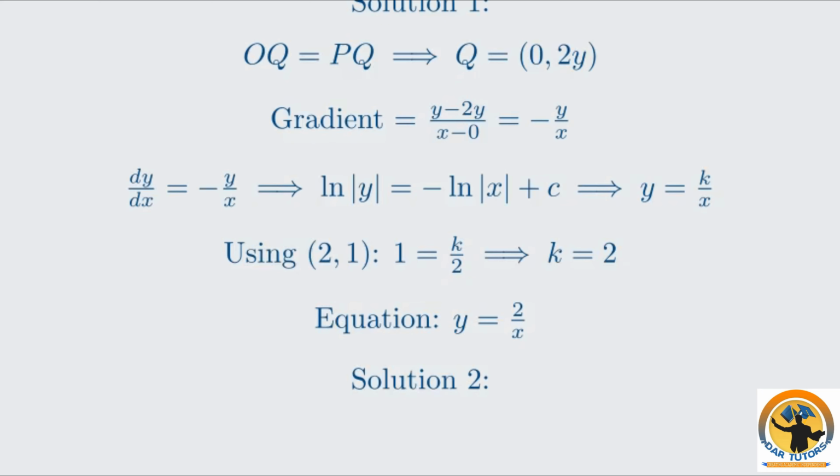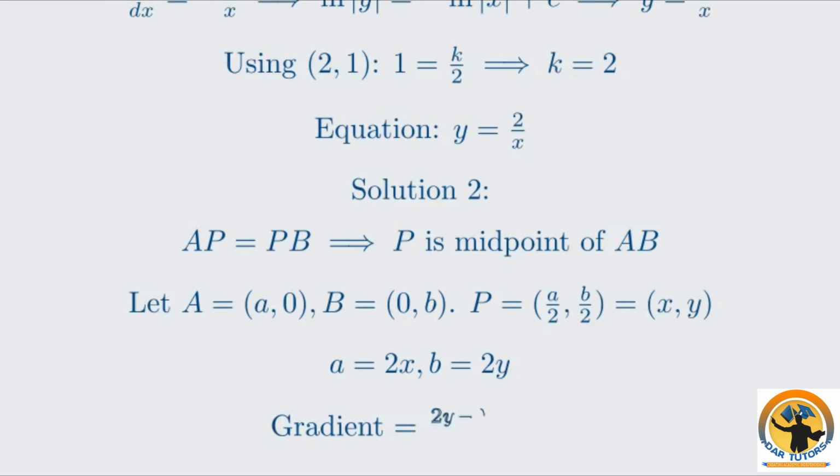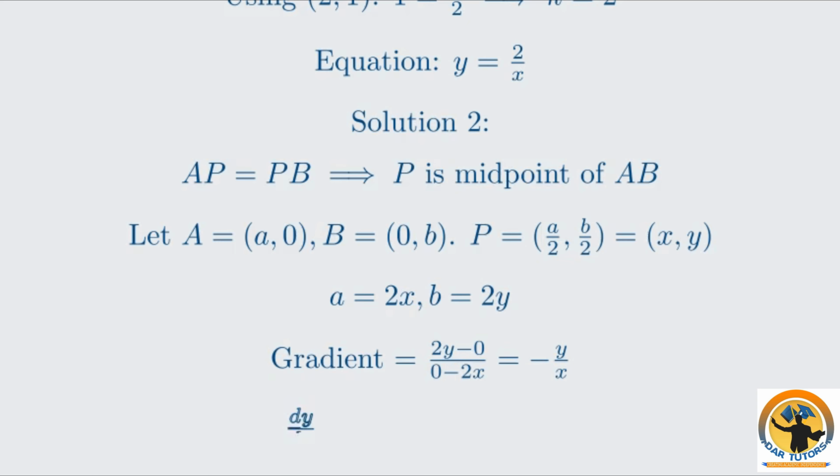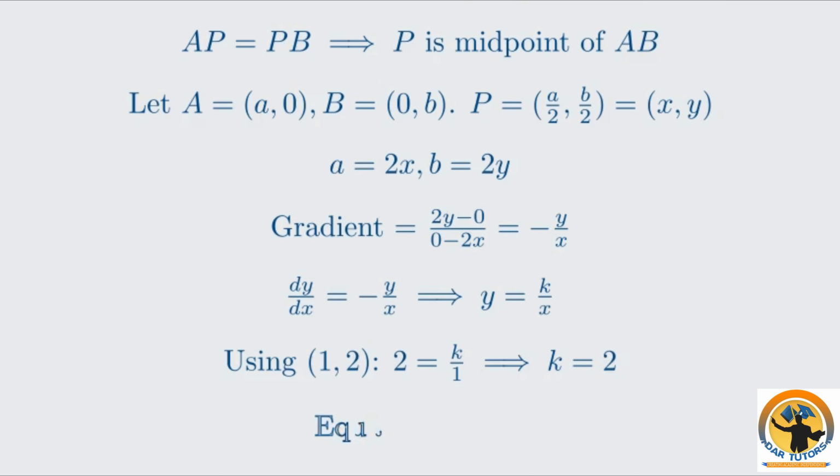For question 2, the condition AP equals PB means P is the midpoint of AB. This gives the differential equation dy/dx equals negative y over x. Solving this gives y equals k over x. Using the point (1, 2), we find k equals 2. So the equation is y equals 2 over x.